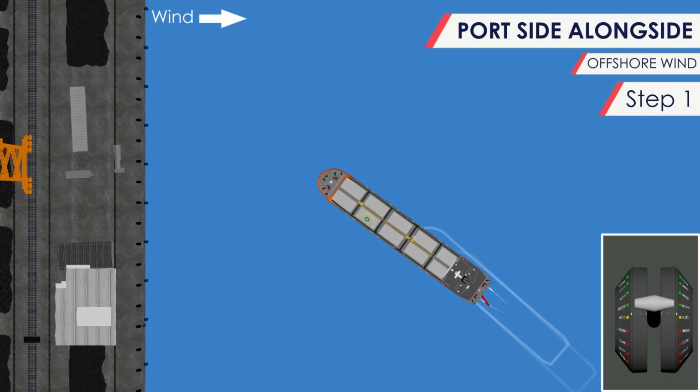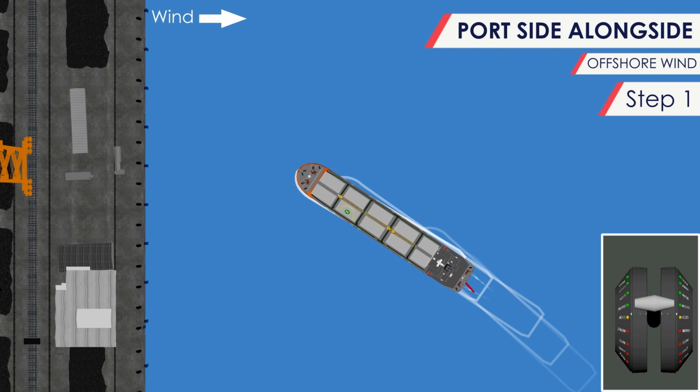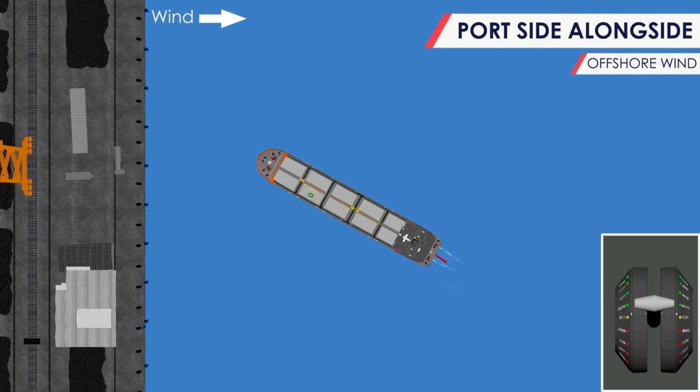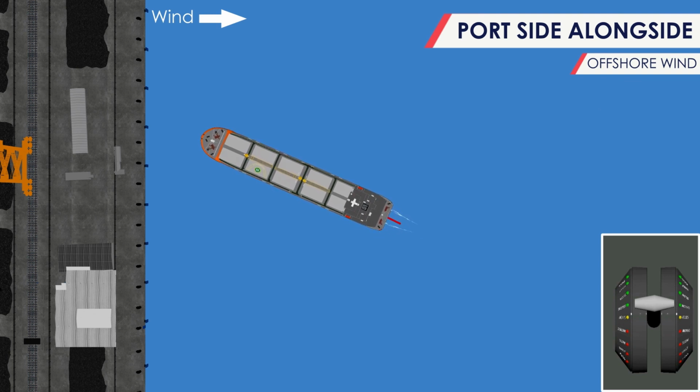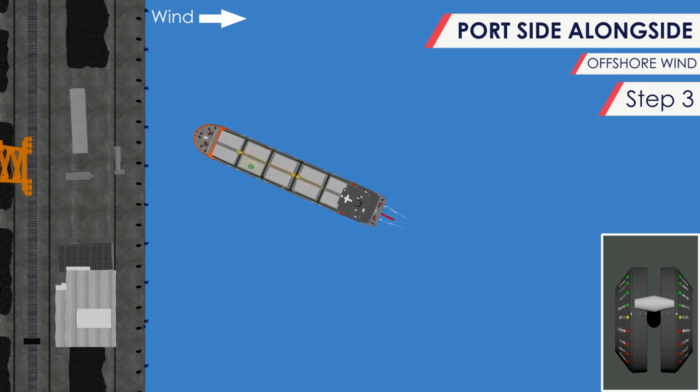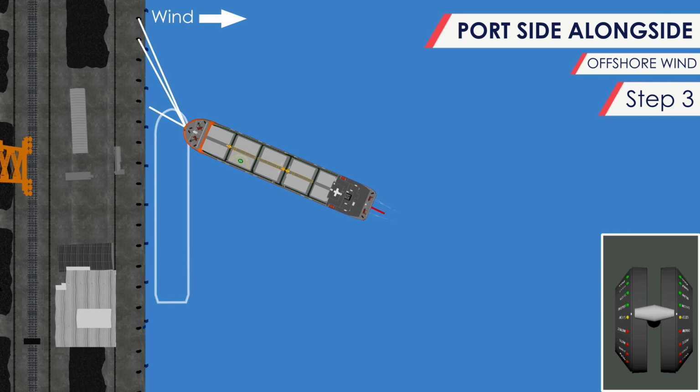Step 1. To reduce the effect of wind, I will make an approach at a wide angle. Step 2. I will prepare to send a heaving line for my stern line from the bow of the ship. Step 3. When at a heaving line range, I will pass 2 headlines and the stern line.